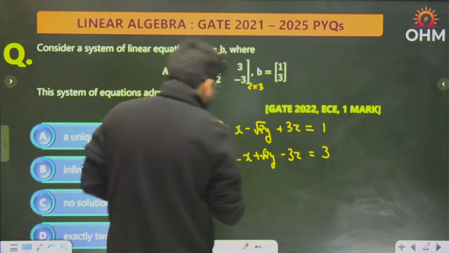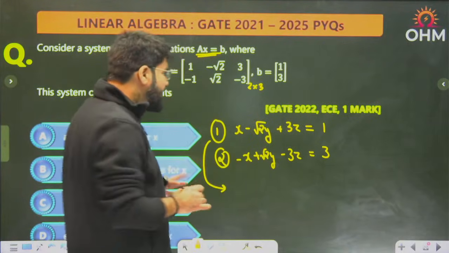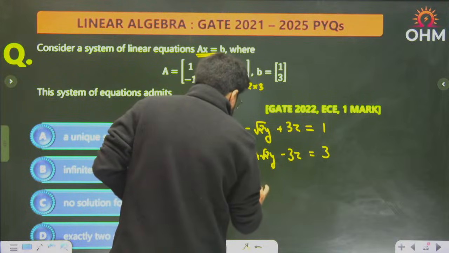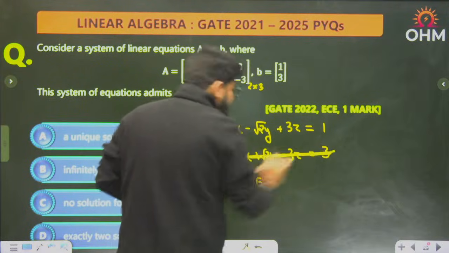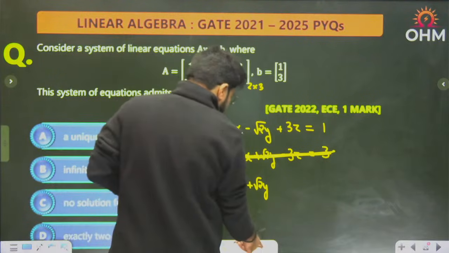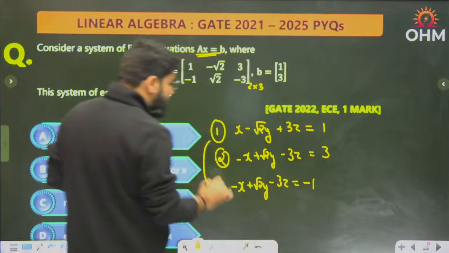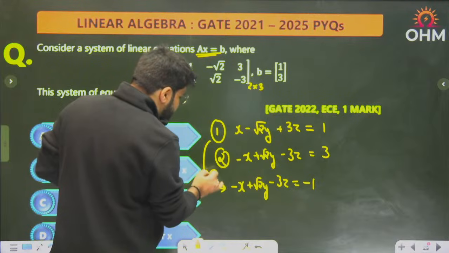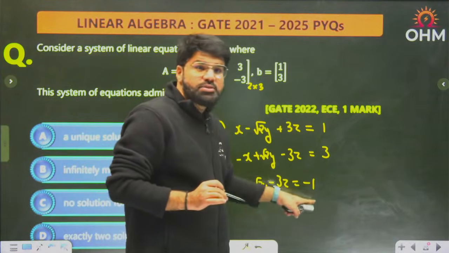If equation number 1 says that x minus root 2y plus 3z is 1, automatically what you should say, what is the value of minus x plus root 2y minus 3z? Forget that there is any second equation. From your side you write down. That is minus 1. What I have just done is I have only taken the negative of equation 1. That tells me minus x plus root 2y minus 3z is minus 1.